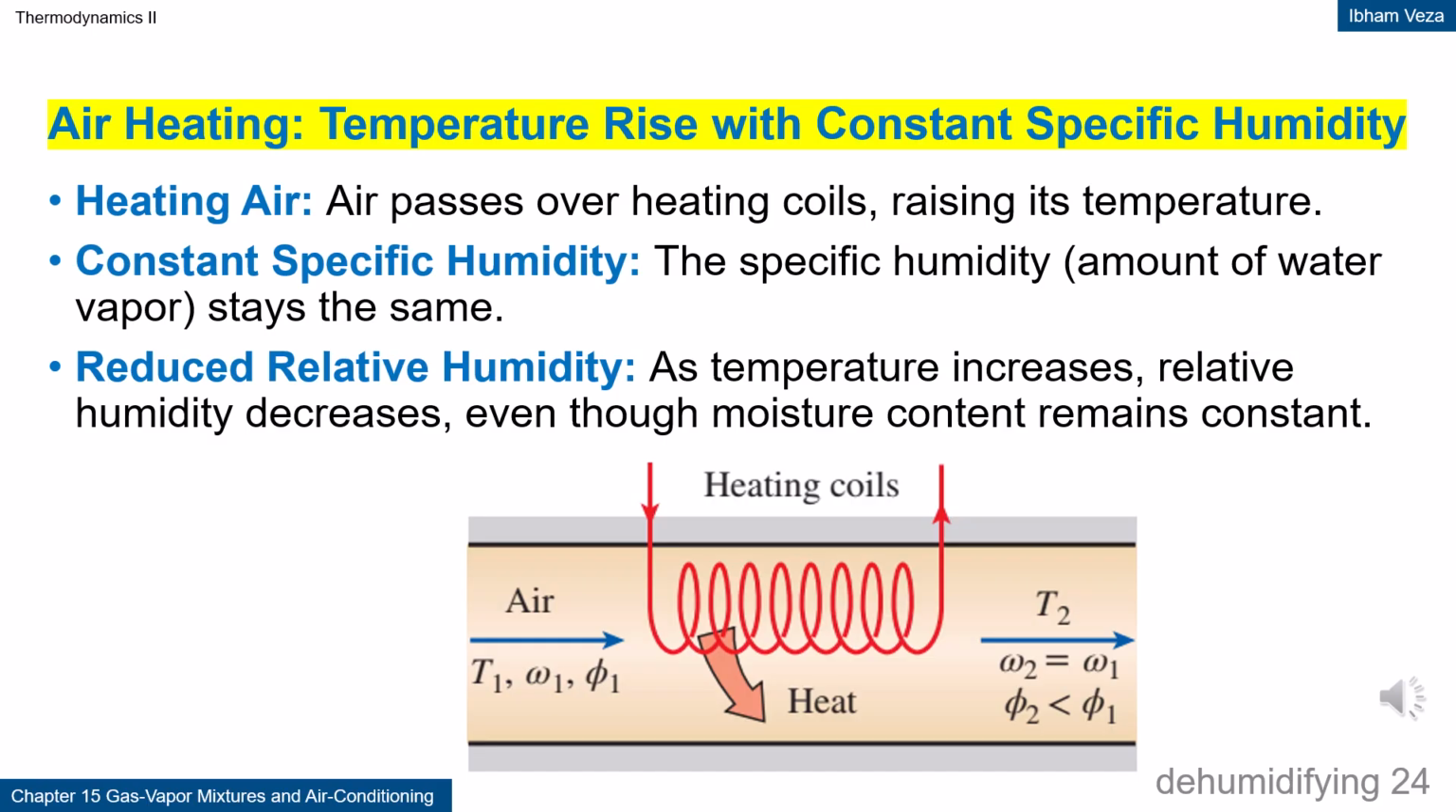Air heating, constant specific humidity. In air heating, the air passes over heating coils and its temperature increases. During this process, the amount of water vapor per kilogram of dry air remains constant. However, the relative humidity decreases because the air's capacity to hold moisture increases. This process is common in space heating systems.